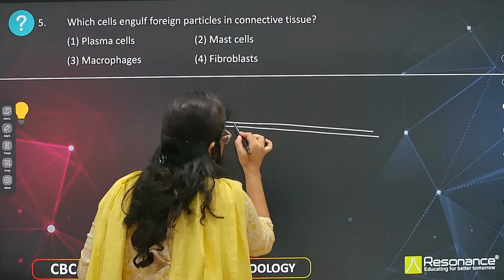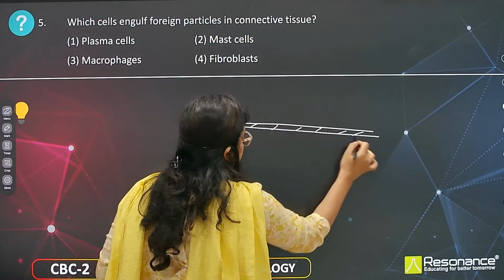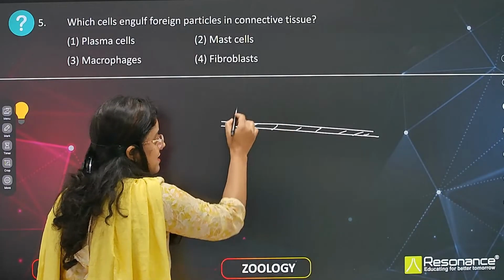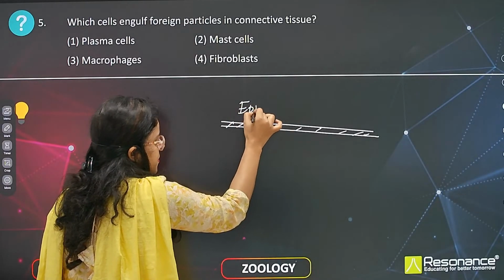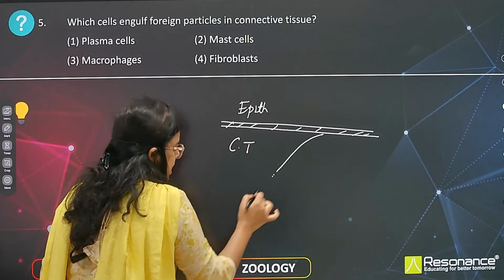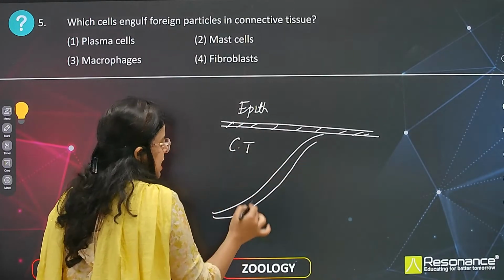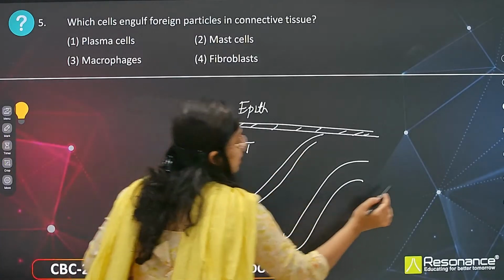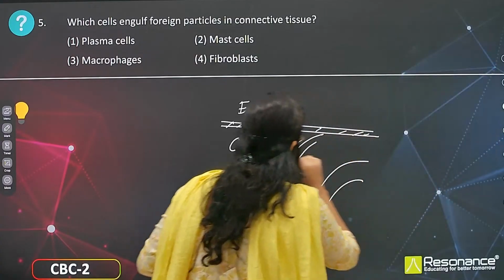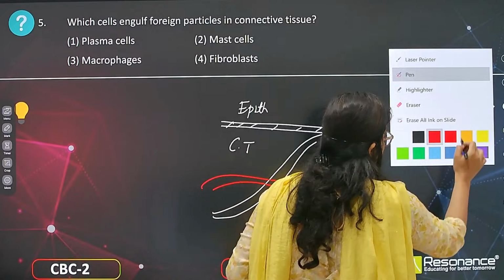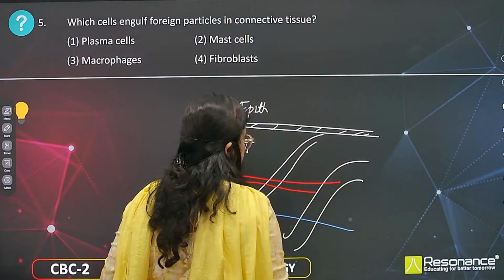This is the basement membrane. The tissue that is present below the basement membrane, above is called epithelial tissue. Here epithelial tissue is present. Below the basement membrane we have connective tissue. In connective tissue we have blood supply, we have fibers, various fibers are present. Blood supply is there, and we have nerve supply. Let us mention the nerve supply like this.